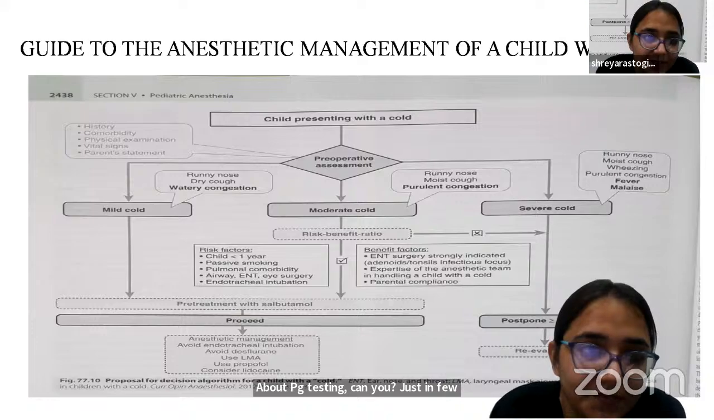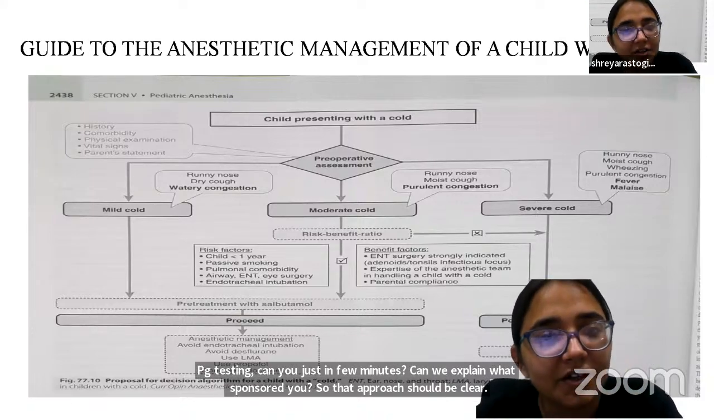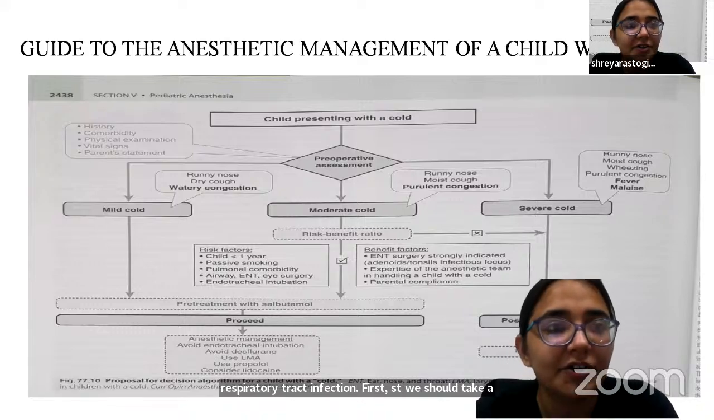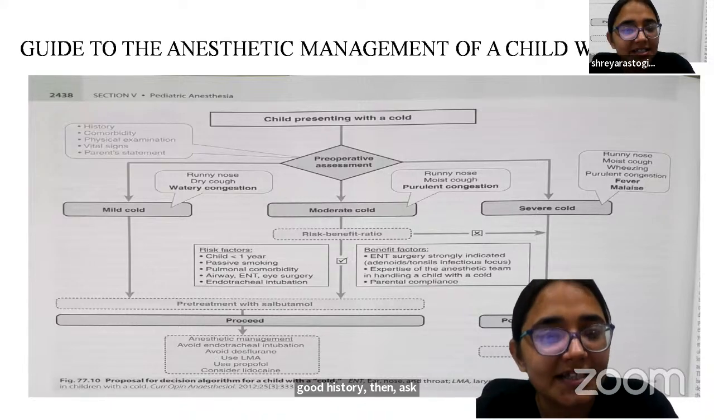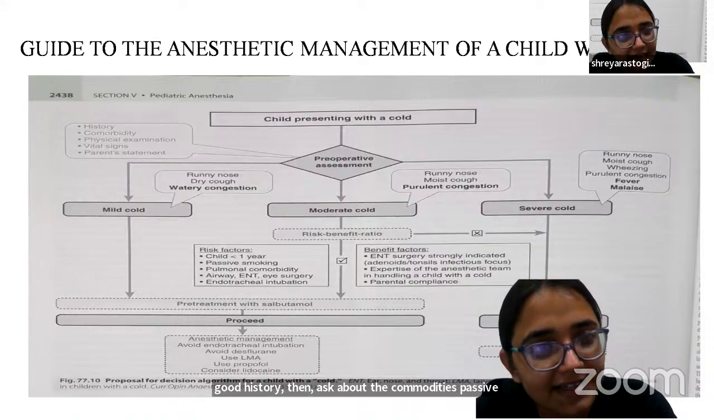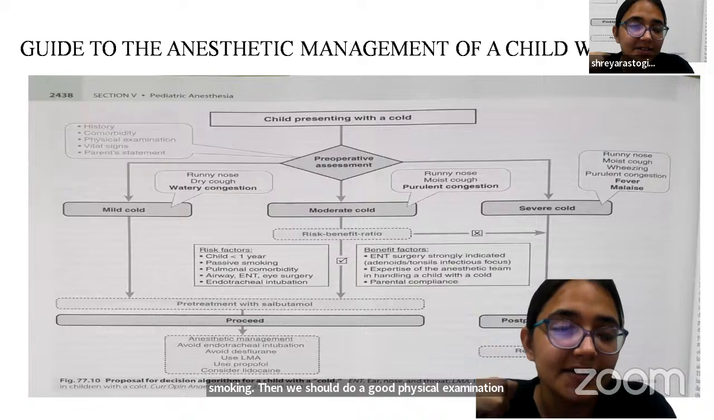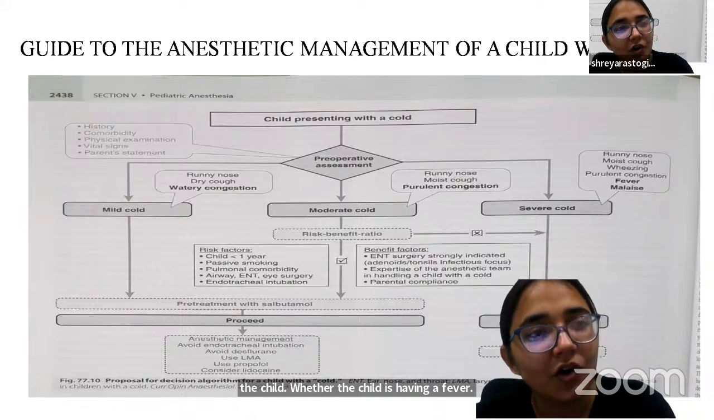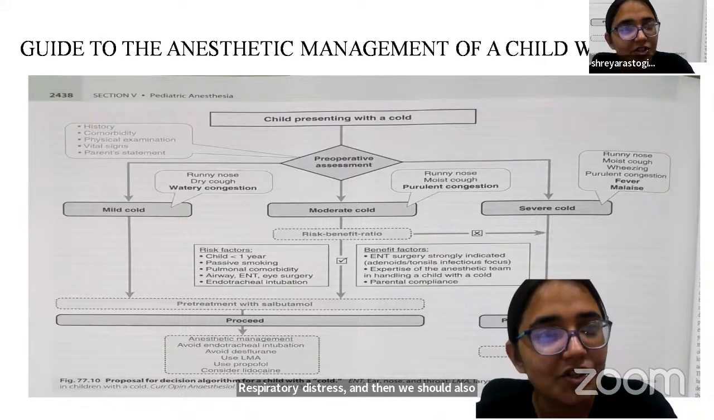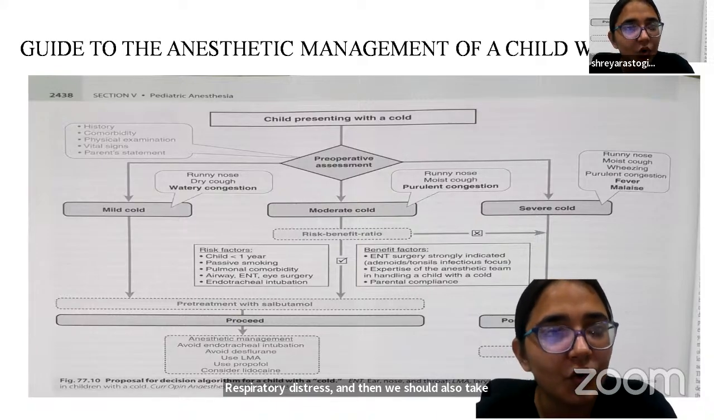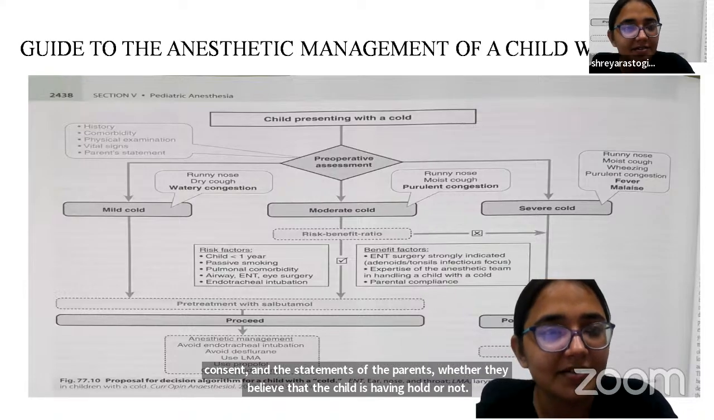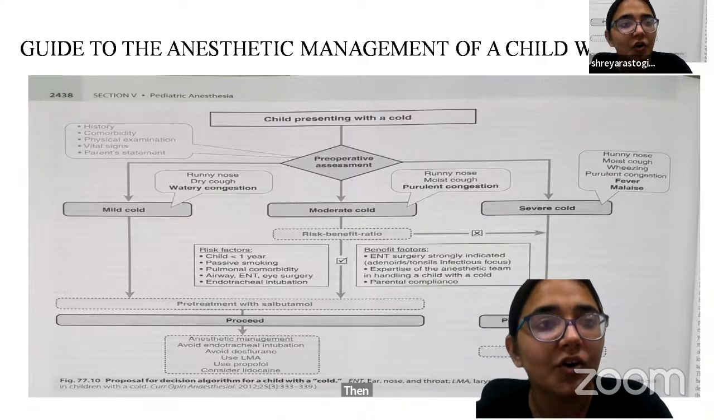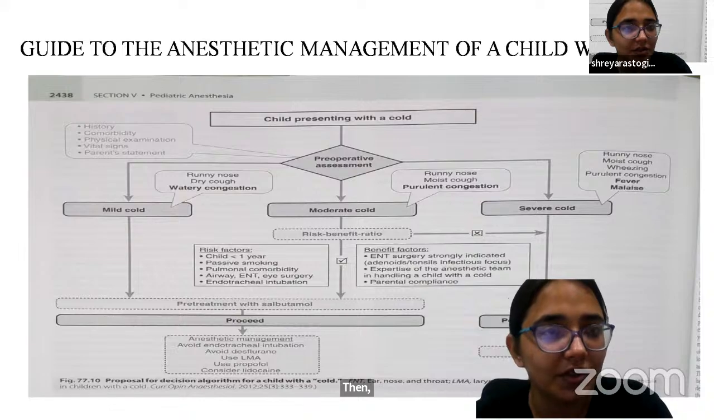Yes, ma'am. If any child is presenting to us with upper respiratory tract infection, first we should take a good history, then ask about comorbidities and passive smoking. Then we should do a good physical examination and check the vital signs, whether the child has tachycardia, fever, or respiratory distress. We should also take the parents' statements, whether they believe the child has a cold or not. Then we can classify them as mild, moderate, and severe cold. Accordingly, we can postpone or plan to take the patient for surgery.